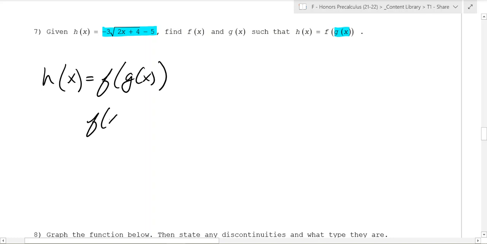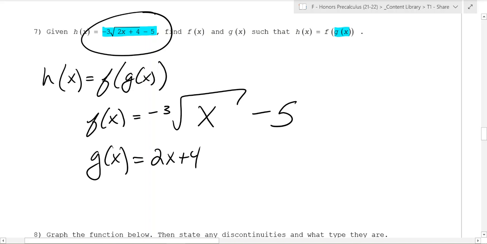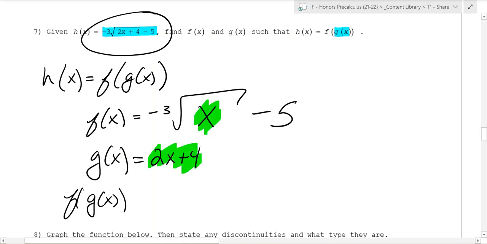So one way to start is just pick something that's a piece of this, like a shell. I'm going to say f of x is equal to negative the cube root of x minus 5, and I'm going to say g of x is equal to 2x plus 4. What does that mean? It means when you do f of g of x, you take g and you plug it into x, and then you would end up with that. There are other ways, but that's the most straightforward. You take g, you replace it for x here, and you end up with what you want.